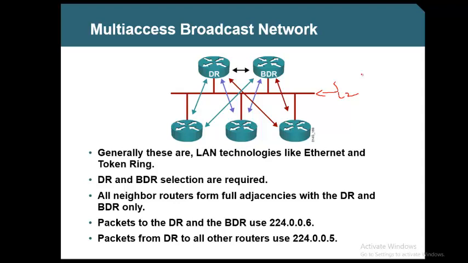Any packet that needs to be delivered to the designated router uses the multicast address 224.0.0.6. And if the DR wants to inform others of new updates, it will use 224.0.0.5. So in a broadcast environment, there are 2 multicast addresses used: 224.0.0.6 is to the DR, and 224.0.0.5 is from the DR to others.